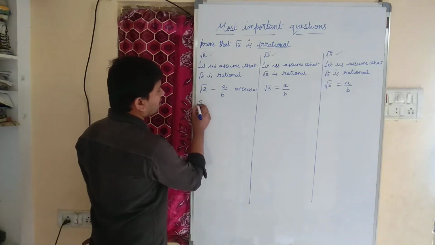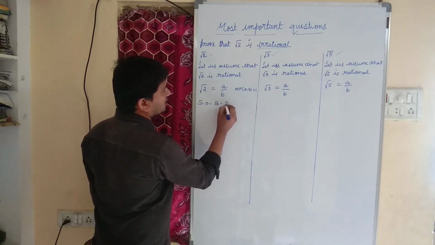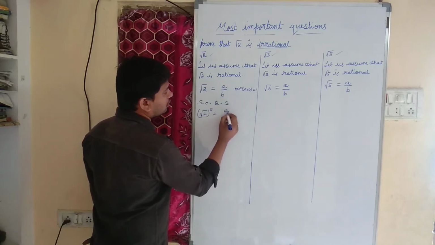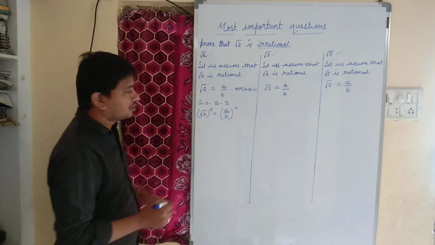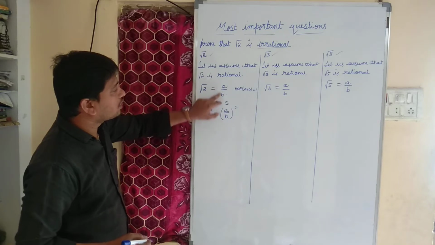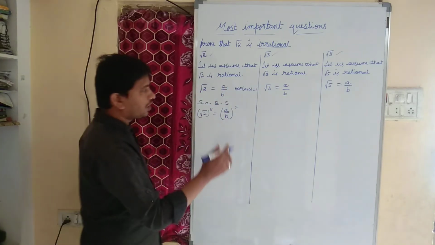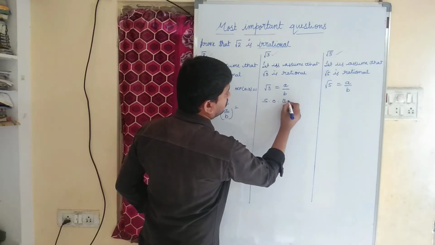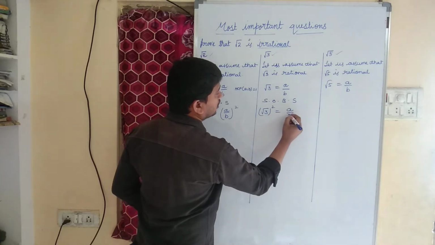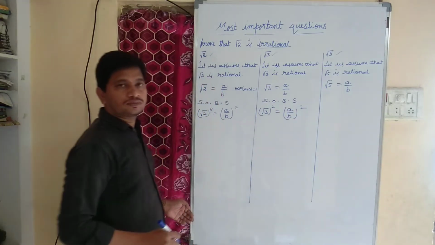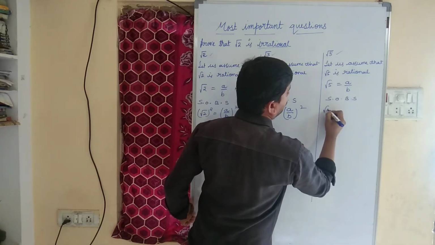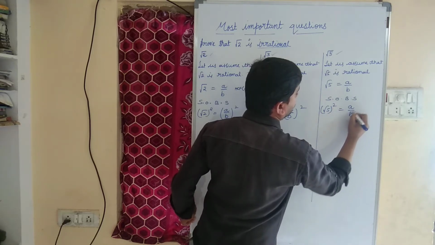Let us do squaring on both sides. I mean, root 2 whole square equal to a by b whole square. Here also, children, again squaring on both sides. Root 3 whole square equal to a by b whole square. Here also squaring on both sides. Root 5 whole square equal to a by b whole square.